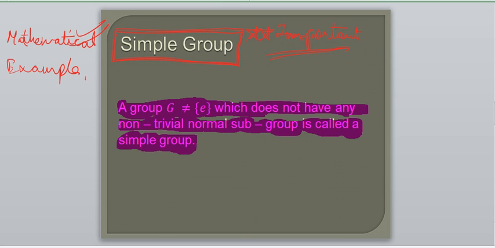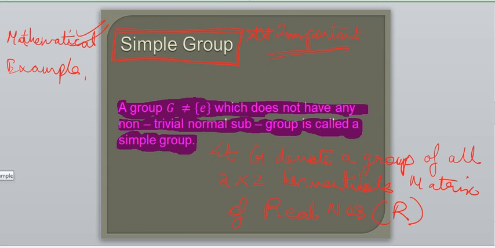So let's see. Let G denote a group. G is a group of all 2 by 2 invertible matrices, with entries of real numbers belonging to R.